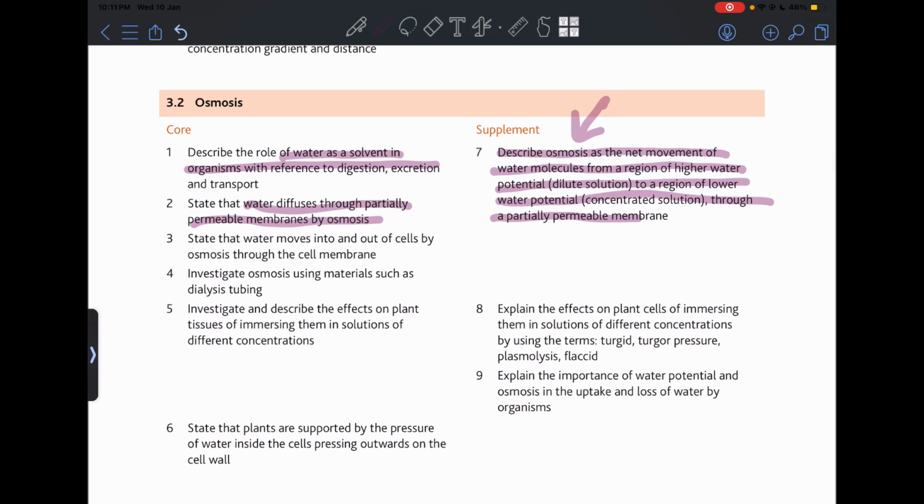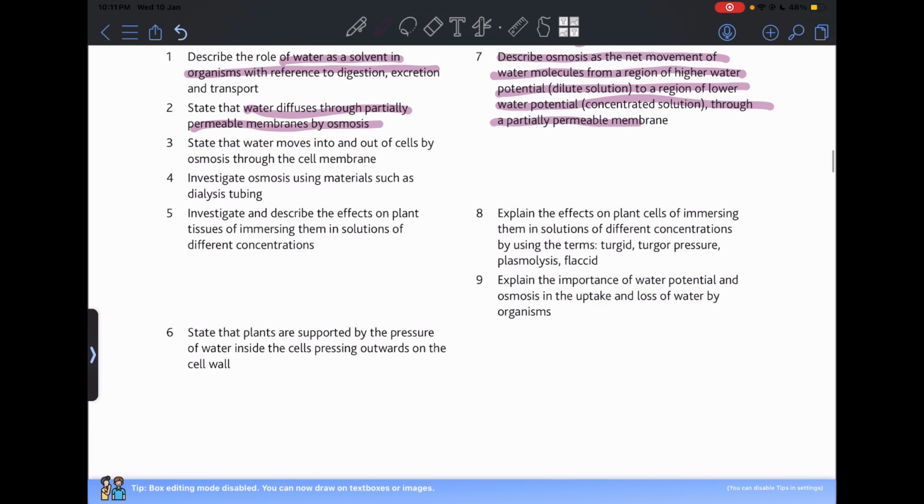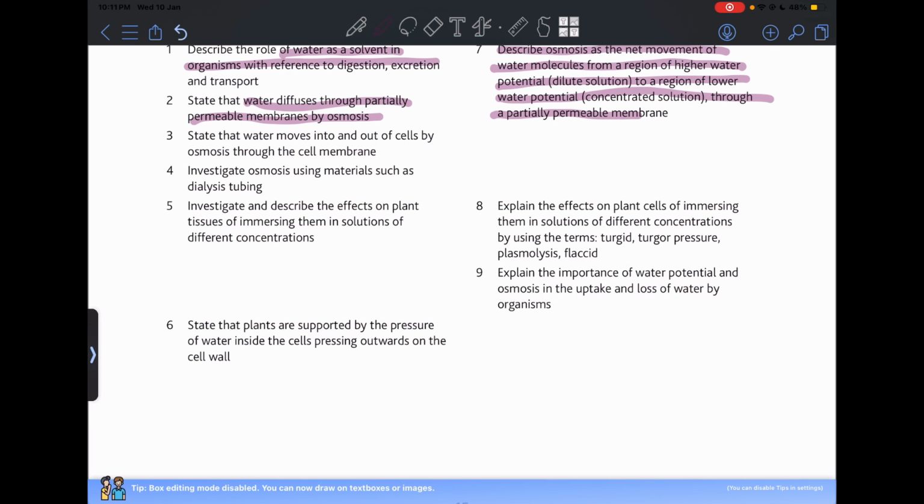Don't forget to write higher water potential, not higher concentration. Higher concentration is wrong when you are describing osmosis. Make sure to write from a region of higher water potential. Now, number 8 says explain the effects on plant cells of immersing them in solutions of different concentrations by using the terms turgid, pressure, plasmolysis, and flaccid.